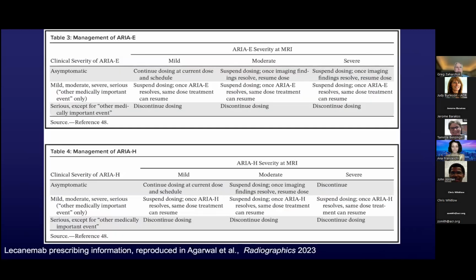Okay, so what do you do with this? Why is this important? It's important because it really drives treatment. I'm going to focus on asymptomatic clinical severity and point out that if you have mild disease, in theory, you are recommended to continue dosing at the current dose and schedule and not change anything. If you have moderate disease or severe ARIA-E or moderate ARIA-H, the idea is typically to suspend dosing, and then once imaging findings resolve, you can resume the dose. If you have severe ARIA-H, usually the recommendation is just to discontinue completely. So again, this is still not totally standardized and very much on a case-by-case basis, but it's good to know what these kinds of diagnoses mean to the patient and their therapy.